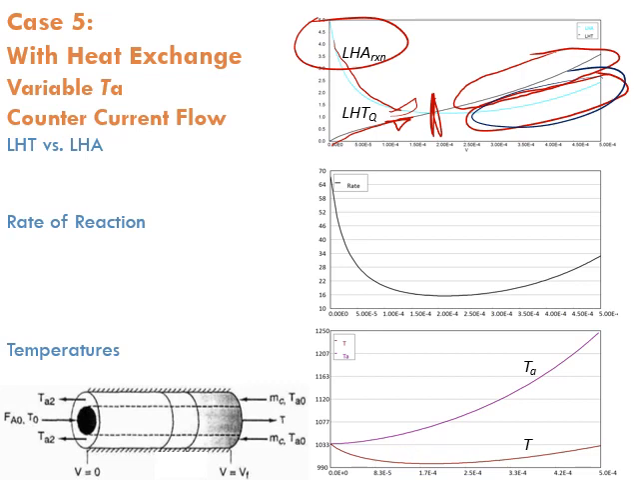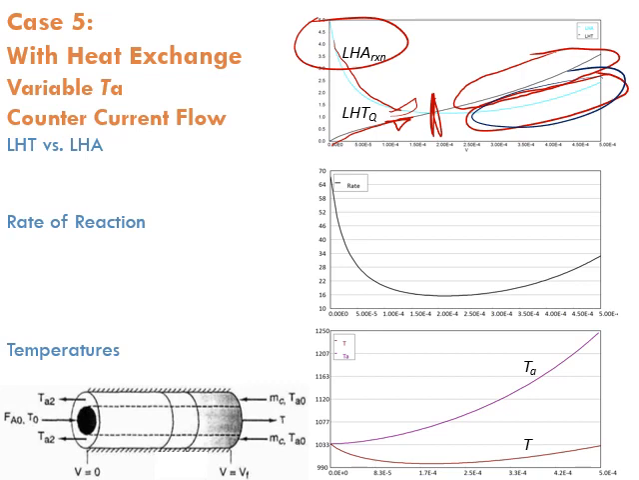Okay, so out of all of these cases, which case are you going to choose? Which case is the best? Well, obviously, it's the case where Ta was constant. So it's not even the isothermal, it's the case where we have a heat exchanger where Ta is constant. So I managed to keep Ta constant. Therefore, I was able to transfer a good amount of heat to the reaction mixture in such a way that the T at the exit ended up higher than the T at the inlet.